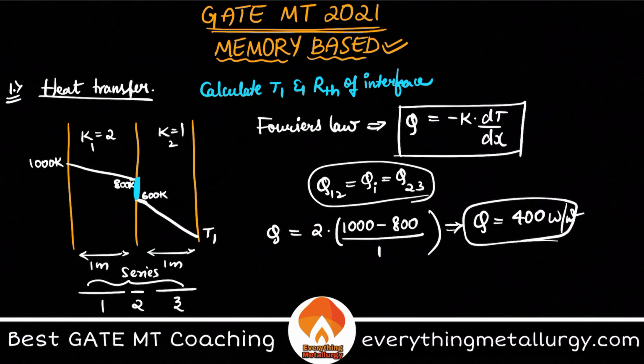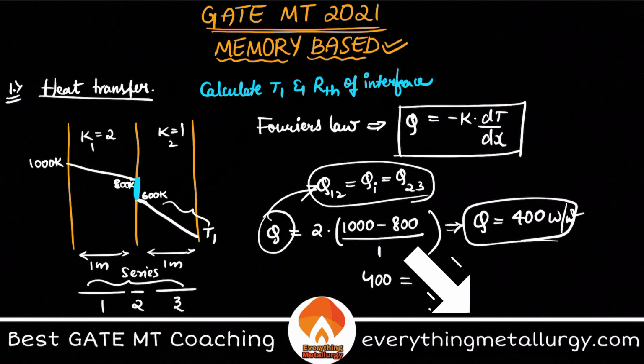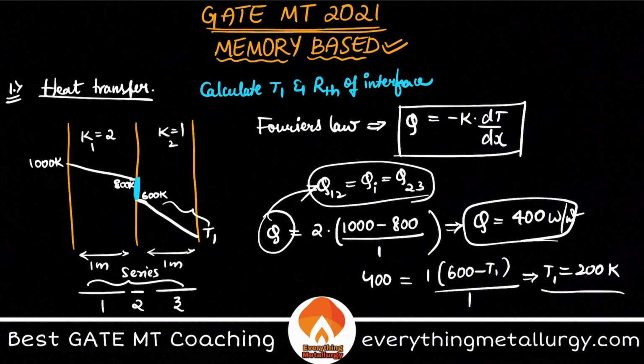Now the same Q will be there for the other layer also. So 400 is equal to, for the third layer, 600 to T1. What is K2? It is 1, into temperature 600 minus T1, divided by length 1. From here you directly get T1 as 200 Kelvin. You just have to know that it is in series, and you can easily calculate T1 by taking the second condition.